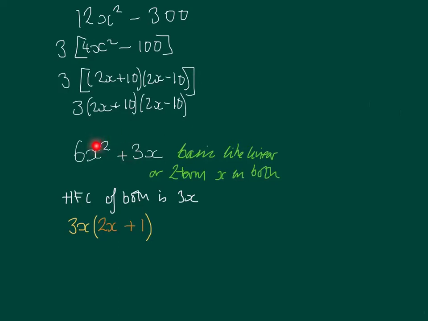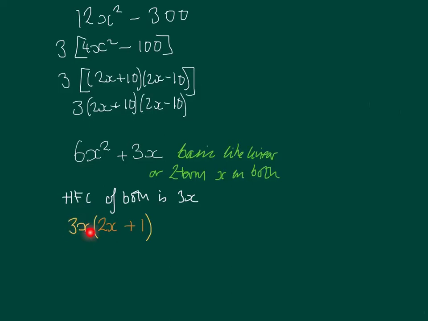You look at this, people see the x squared and immediately they jump to trying to put it into brackets and get in a terrible confusion. It's very simple. The highest common factor of both in this case is 3x. I can take 3x out of that term and 3x out of that term. There's my 3x outside the bracket.